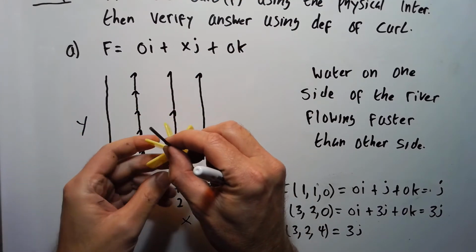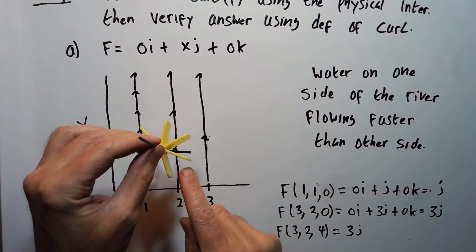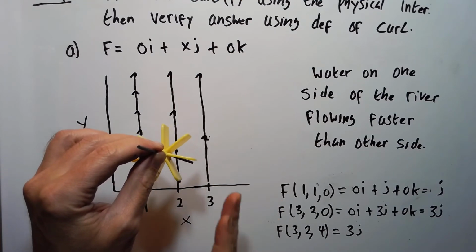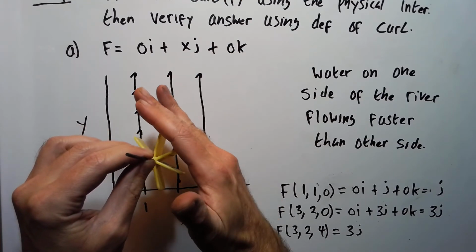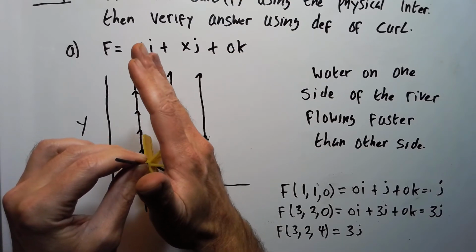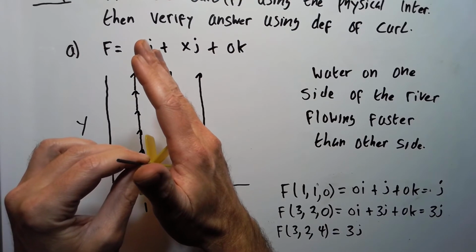And you can see this is sticking up in the z direction. And it's also spinning counterclockwise. So if you use the right hand rule, moving around with the paddle wheel, it's saying that the curl should then be in the positive z direction. Okay, so let's verify that now.